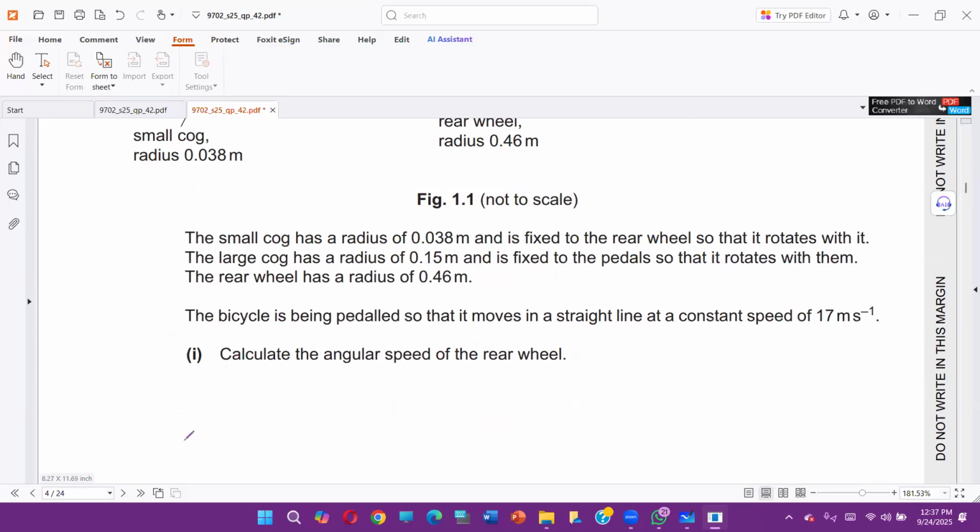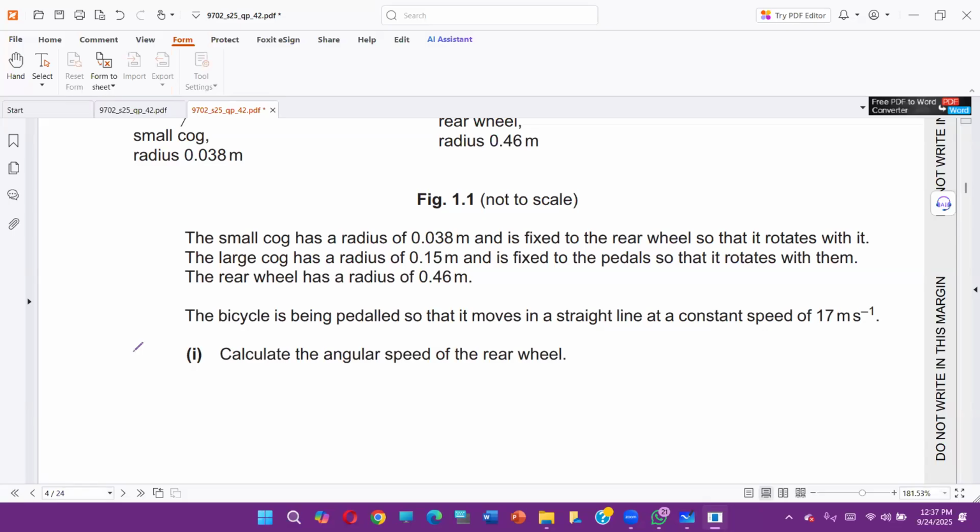Now, the small cog has a radius of this much, fixed to the rear wheel so that it rotates with it. The large cog has a radius 0.15 meter and is fixed to the pedals so that it rotates with them. The rear wheel has a radius of 0.46 meter. The bicycle is being pedaled so that it moves in a straight line at a constant speed of 17. Calculate the angular speed of the rear wheel.